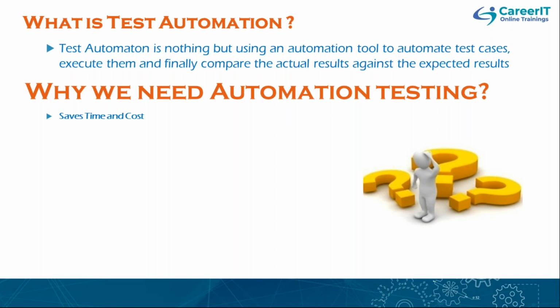And cost also: once you have automation, you can reduce the manual team. If there are 4 resources, you can keep only one resource there, and you can reduce the cost, right?